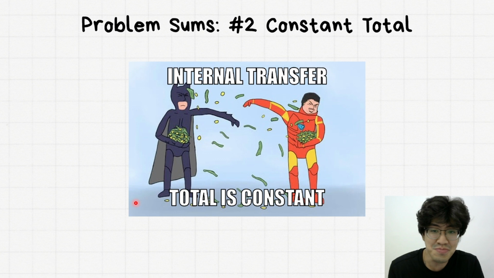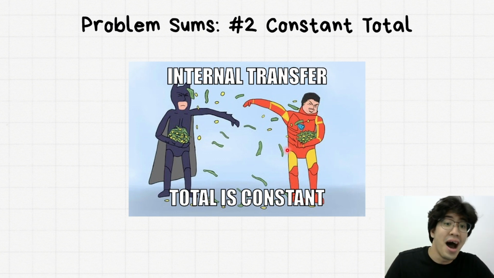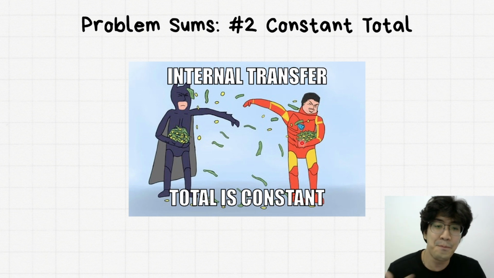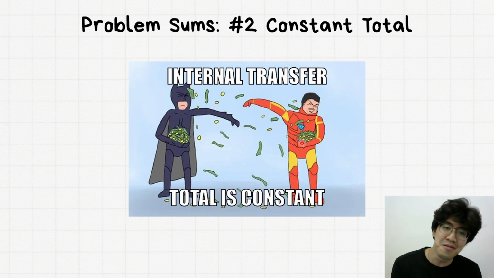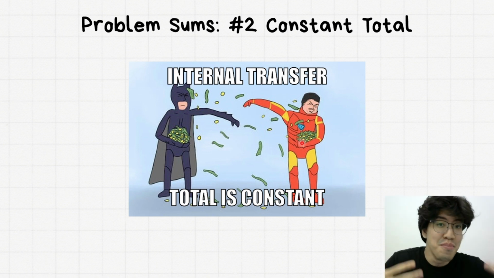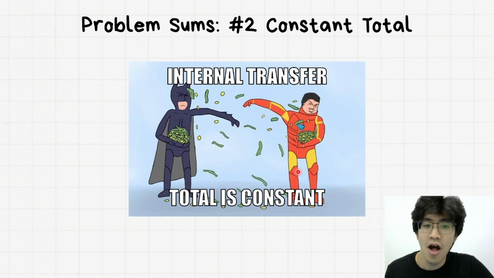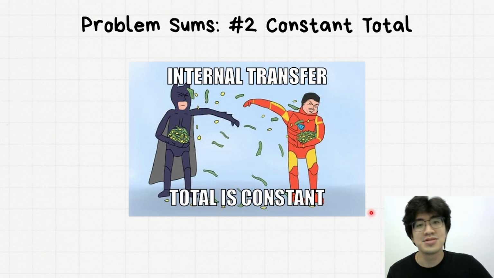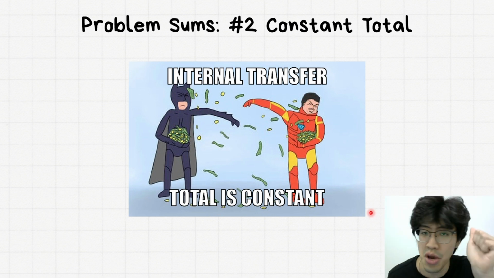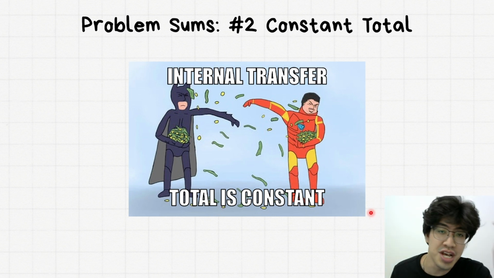We've all seen this meme before. We have Batman, we have Iron Man, and they're throwing money to each other because they're both so rich. Throughout this process, we can see that Iron Man gives some money to Batman, and Batman gives some money to Iron Man. The total amount of money between them would always be the same. So internal transfer, total is constant. This is the first constant quantity that will help us solve a ratio changing problem.